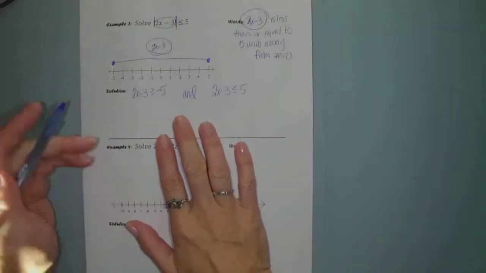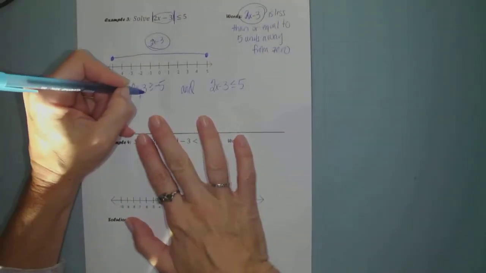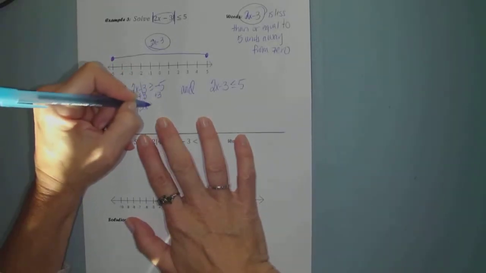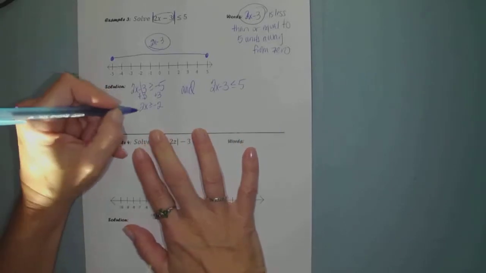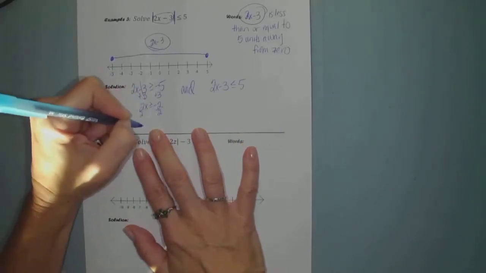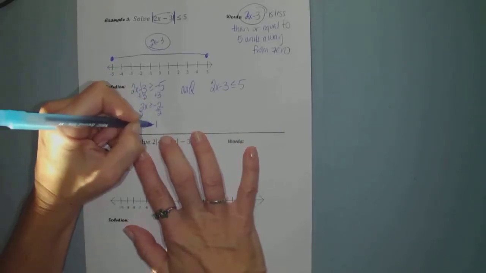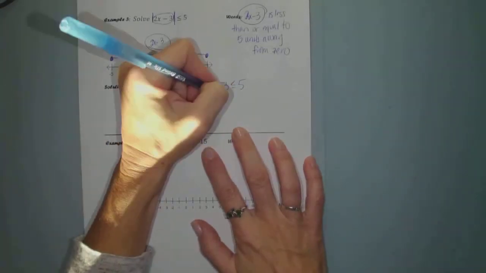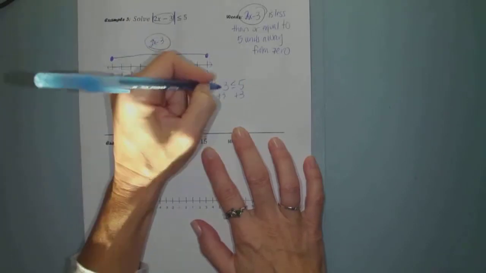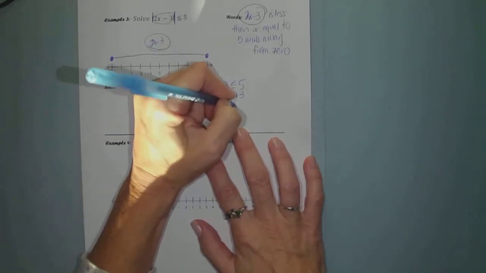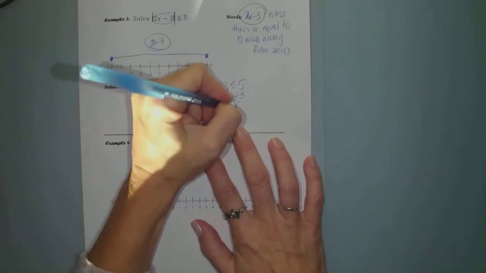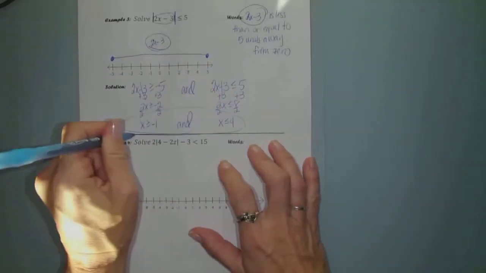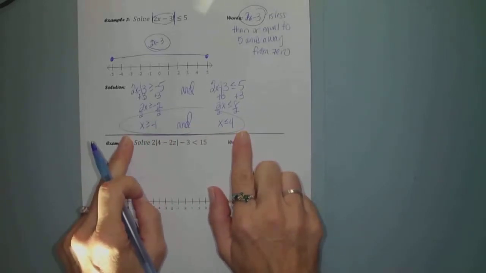This takes a little bit more algebra than the other one, so I'll have to add my 3. That's going to give me 2x is greater than or equal to negative 2. Divide by 2. X is greater than or equal to negative 1. It's the first part of my solution. And if I add 3 here, 2x is less than or equal to 8. Divide by 2 on both sides, and x is less than or equal to 4. So there's my solution, compound inequality.